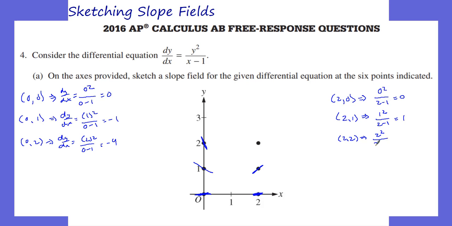So we have 2 squared over 2 minus 1. So we get 4, positive 4. So you can see how very steep the slope is. And so you can see what's happening in the slope field.